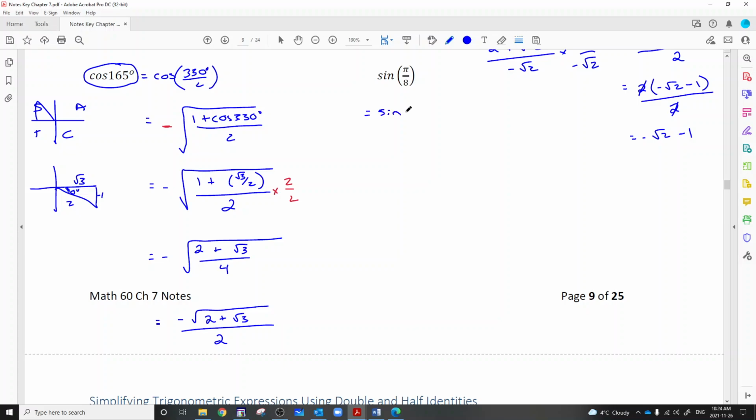So sine of pi by 8 is equal to the sine of pi by 4 divided by 2.